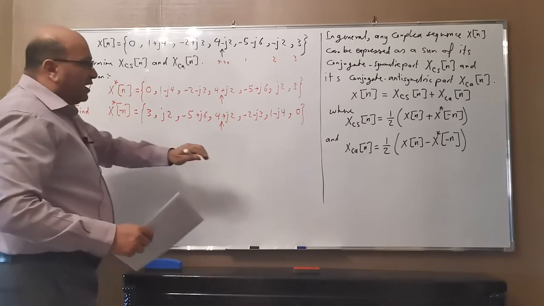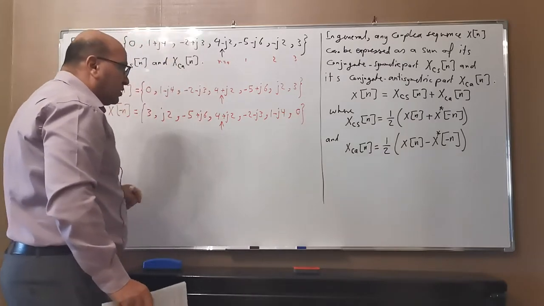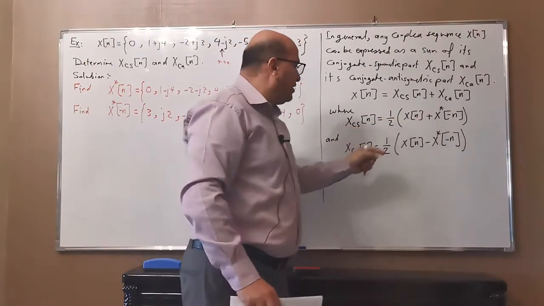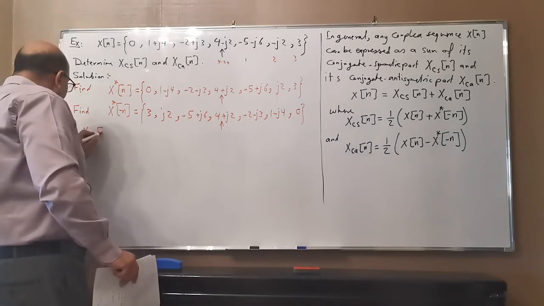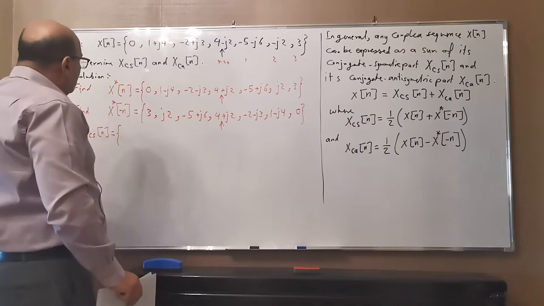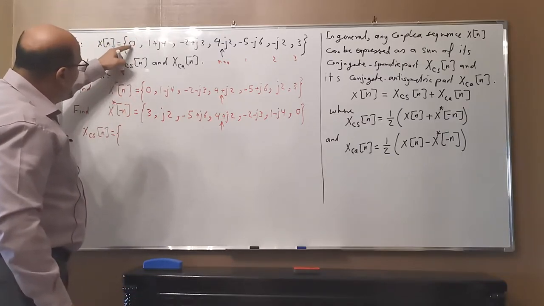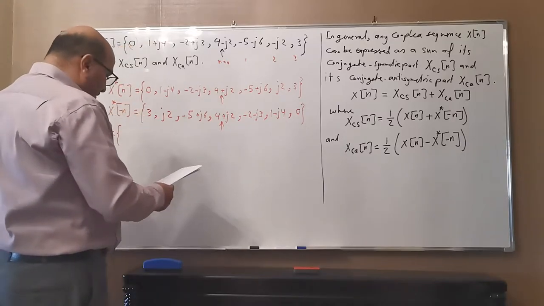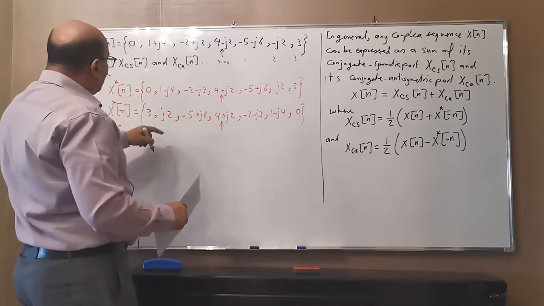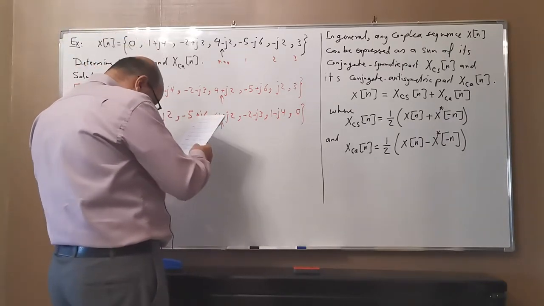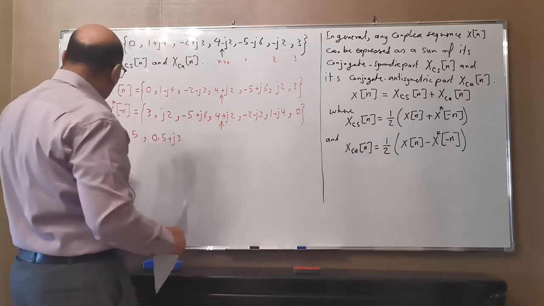So we are ready now. We got this one here, and we will start doing the addition and dividing by 2. So we can go directly and say that x_cs of n is equal to, the first element will be this one with this one. So 0 plus 3 is 3, divided by 2 is 1.5. 1 plus j4 plus j2 is 1 plus j6, so this one will be 0.5 plus j3. Okay.